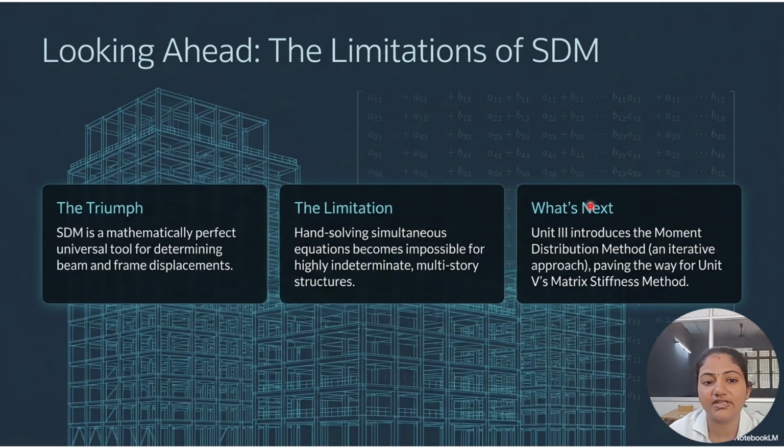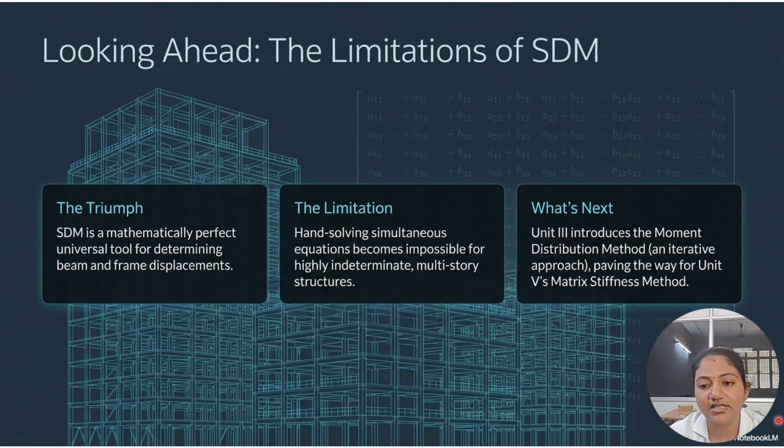And the limitations of SDM, which means the slope deflection method: it is a mathematically perfect universal tool for determining beam and frame displacement. Since we have a stiffness method, this is the equation where the slopes are found out, as well as the rotations that occur during the moments. And then the limitations: hand solving simultaneous equations becomes impossible when the structure is highly indeterminate, and it is not suitable for multi-story structures.